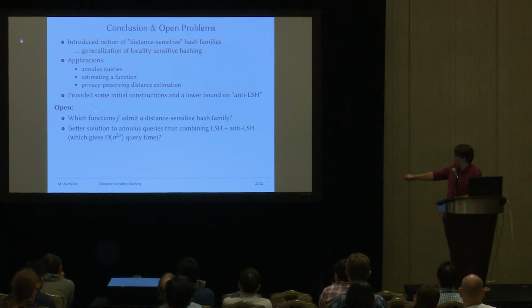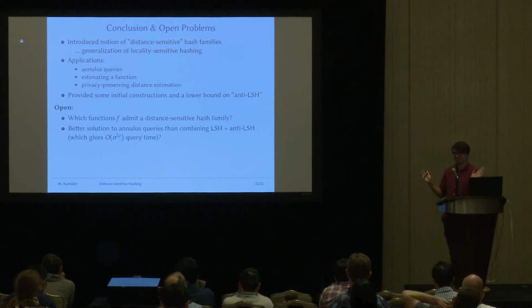And there is the question of which functions f admit a distance-sensitive hash family. For LSH, that's a well-studied problem. Now there are a lot of new open questions here. And that's it. Thank you very much for your attention.